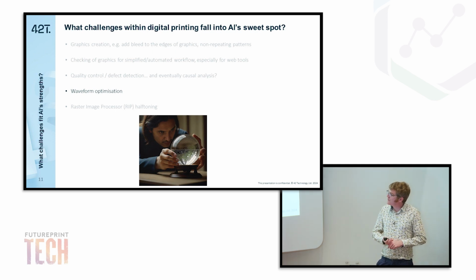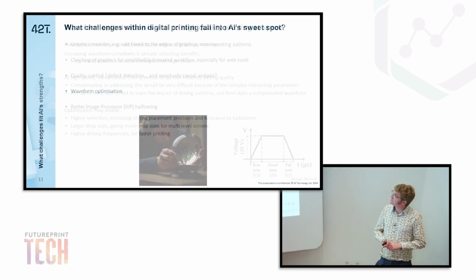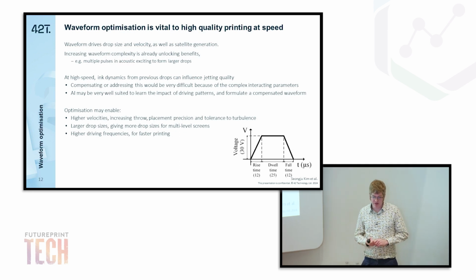So moving on to waveform optimization. So the waveform drives drop size and velocity, as well as satellite generation and potential for other defects. Increasing waveform complexity is already unlocking benefits. So multiple pulses to acoustically excite to create larger droplets, that sort of thing. But at high speed, the ink dynamics from previous drops can influence jetting quality. Compensating or addressing this will be very difficult because it's a very complex interaction of parameters from unknown previous history of what's just been printed.